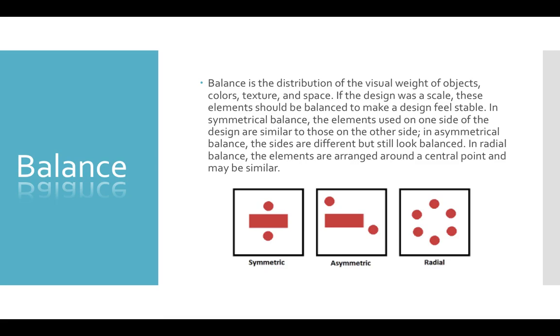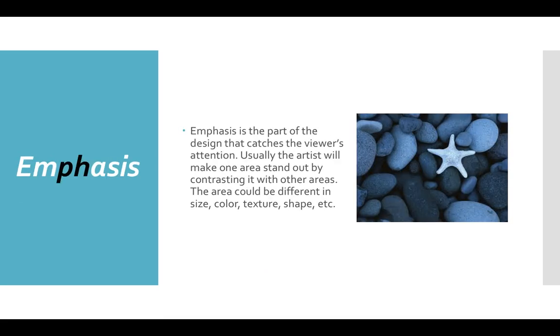Asymmetrical means that one side is going to be heavier than the other side. And then radial is when you have your elements around a central area. Next part is emphasis. So emphasis is something that you do with your artwork where you have something that's going to catch the viewer's eye. You can do this by contrast, having something significant that stands out because of the size difference, color difference, texture difference, or even shape difference.